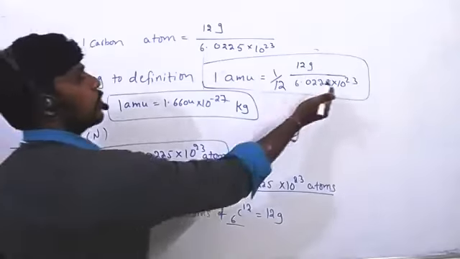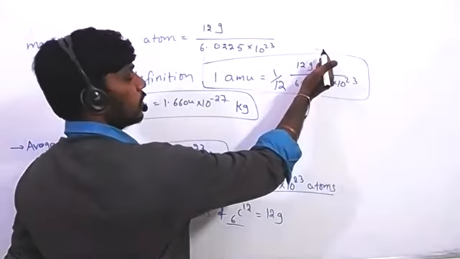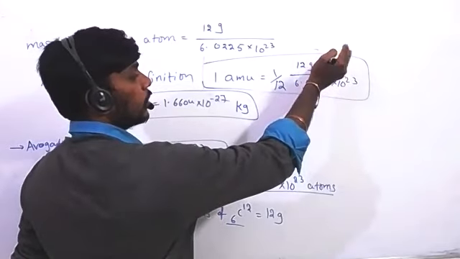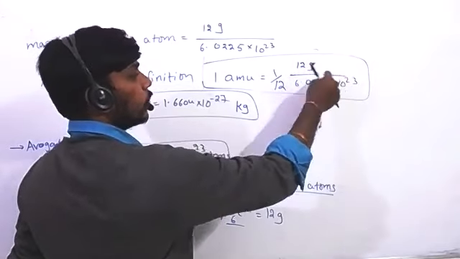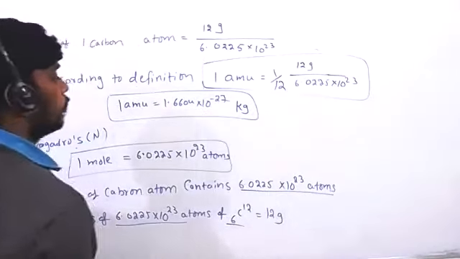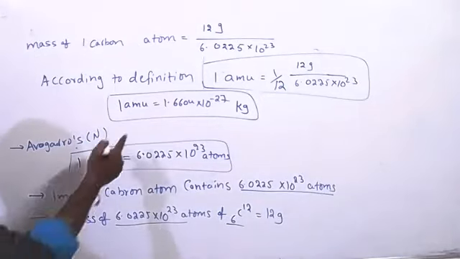If it goes, it is 10 to the power of minus 3, 10 to the power of minus 23, 10 to the power of minus 26 you will get, and after cancellations you will get 10 to the power of minus 27. This is called one atomic mass unit.